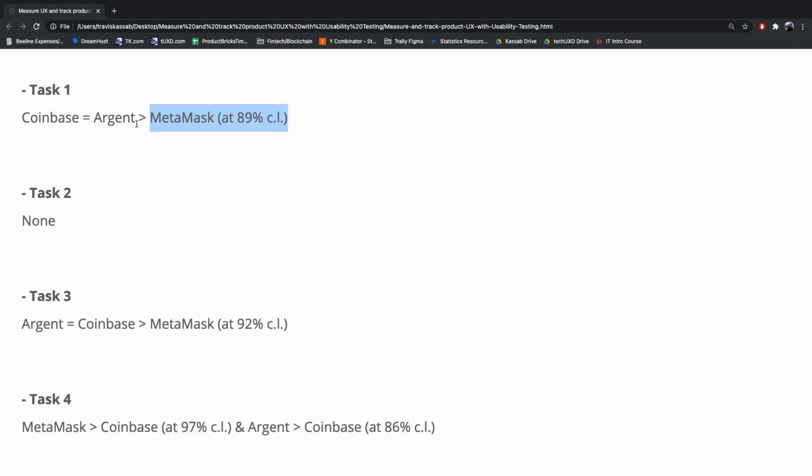So when something under indexes, like MetaMask is below Coinbase and Argent for task 1, if you remember from the very beginning of this video, we had a red box around the point estimate for MetaMask. And that is how we explain to the stakeholders that MetaMask has a relatively lower task 1 completion rate. So potentially, if we're the MetaMask product team, this is something that we need to work on in the next version or release of our product.